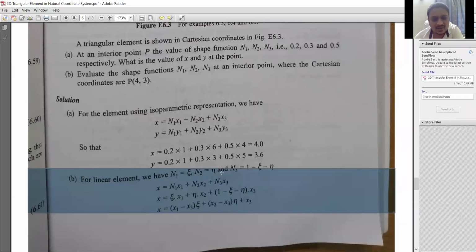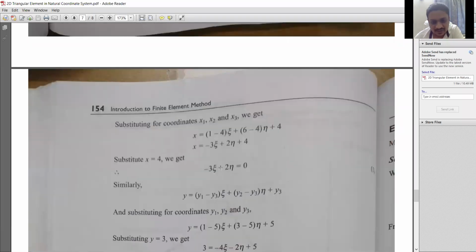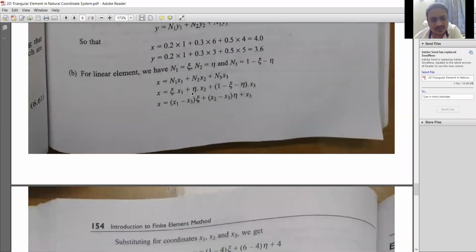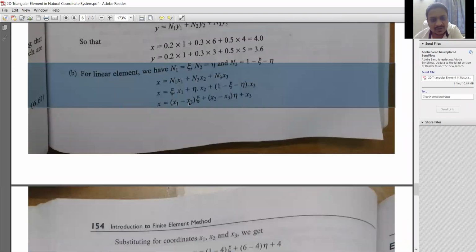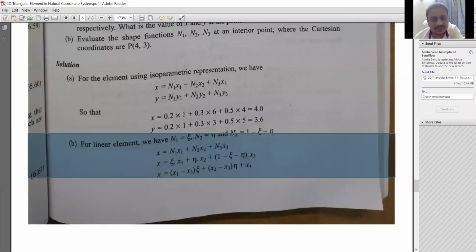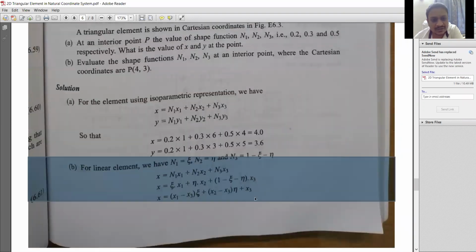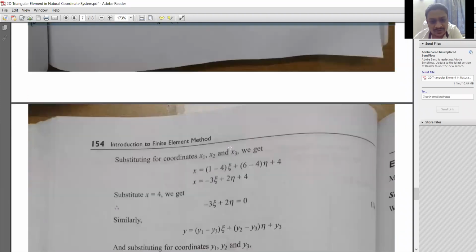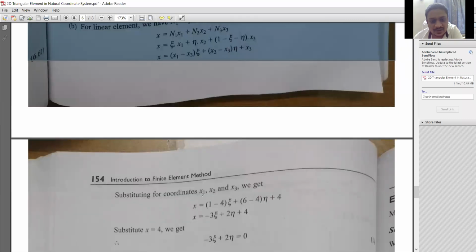Similarly, I can go with the expression for y also. So y can be calculated as y1 minus y3 into xi plus y2 minus y3 into eta plus y3. The same way I have gone for x. Now, if you see the x value, it is x1 minus x3. We don't have the nodal coordinates in the expression, so we have to go for the calculations and substitute the values of x1, x2, x3.